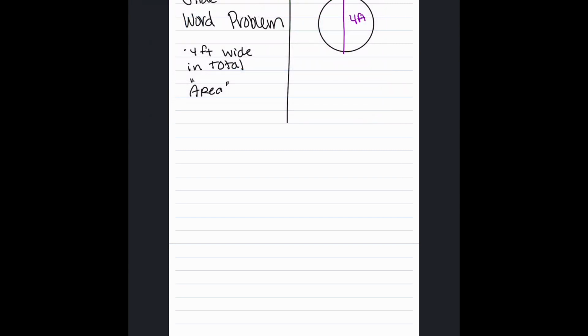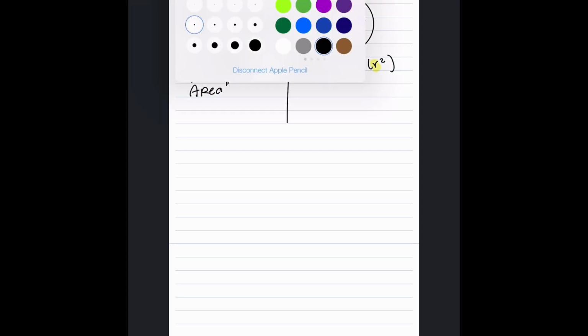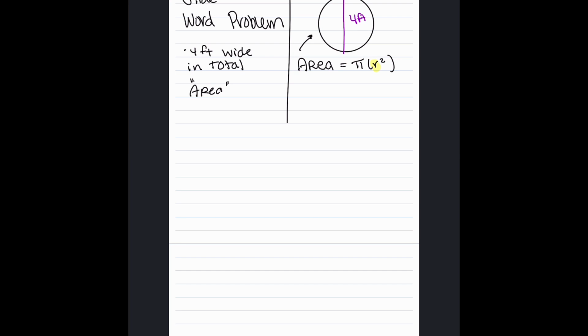Then it says use the area. So I'm going to write the area formula again. The area was pi times r squared. So if I wanted to find the area of this circle, I would replace r with the radius of this circle. However, that purple line is not the radius. That purple line is the diameter. So I would say that the diameter equals 4.